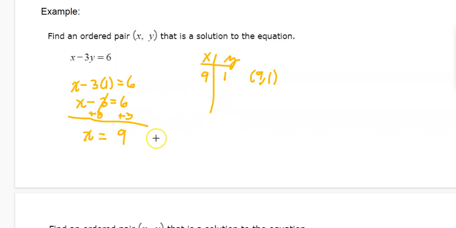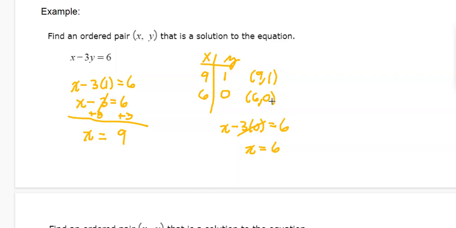One of the easiest ones to do is if you make y equal to 0. Let's see how you do that. So I have x minus 3 times 0 equals 6. Well, 3 times 0 is 0. That goes away. So x equals 6. So I've got that point right there, (6, 0).